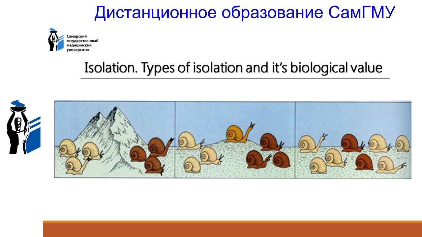Morphophysiological isolation is due to the peculiarities of the structure and functioning of the reproductive organs, when it is not the probability of encounters that changes, as in ecological isolation, but the probability of crossing. Crossbreeding is hindered by the size of individuals, the discrepancy in the structure of the copulatory apparatus, the death of germ cells, and other factors.